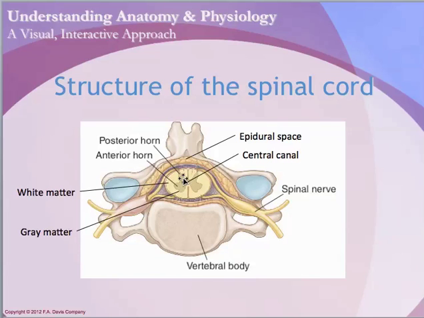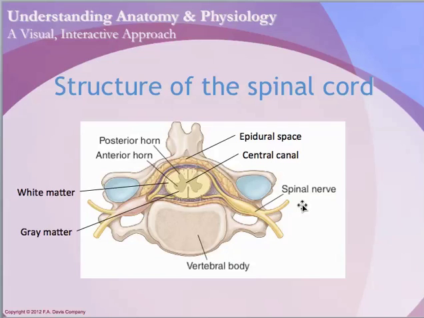This is a cross-section view, and it shows two different types of nervous tissue: white matter and gray matter. Gray matter appears gray because of its lack of myelin, so there are no myelin sheaths here. It contains mostly cell bodies of motor neurons and interneurons. This H-shaped mass is divided into two sets of horns. We have the posterior horns and the ventral horns. You can see that here. It looks like horns on that structure.